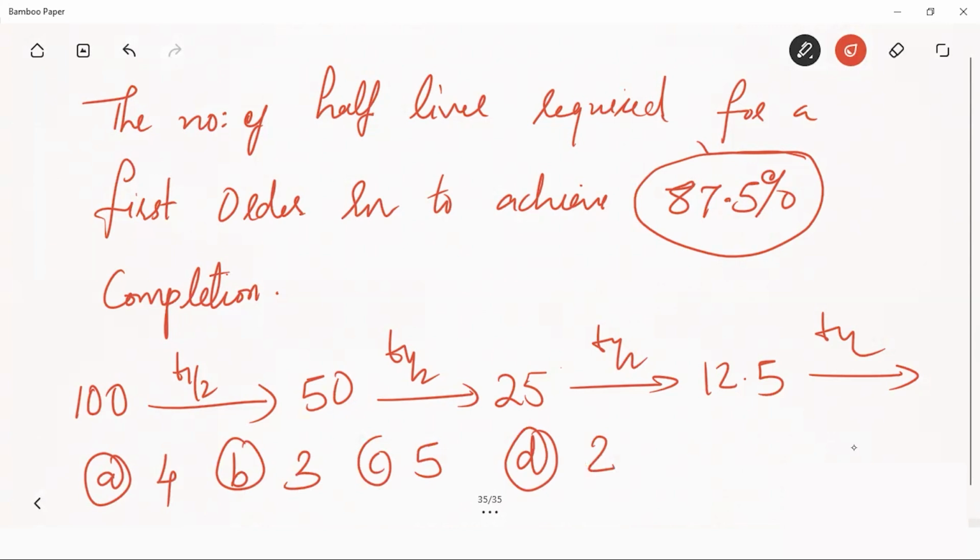Okay, yes. Hope you have enjoyed the video, got some idea about how to write down the integrated rate equation for the first order and zero order reaction. Also for the half-life equation for zero order and first order reaction.